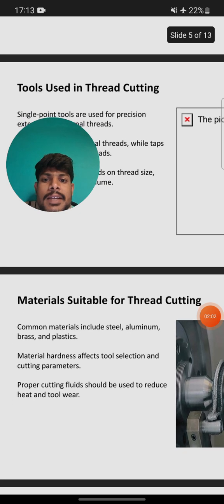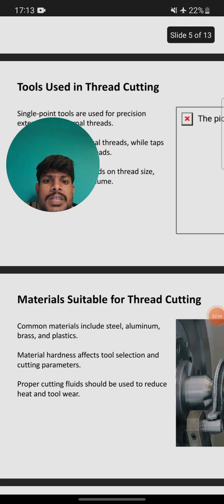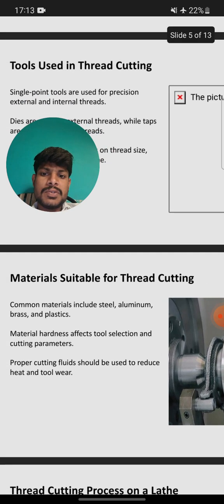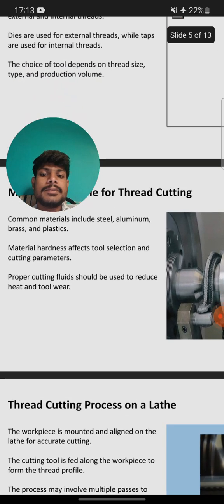Materials suitable for thread cutting. Common materials include steel, aluminum, brass and plastics. Material hardness affects tool selection and cutting parameters. Proper cutting fluid should be used to reduce heat and tool wear.